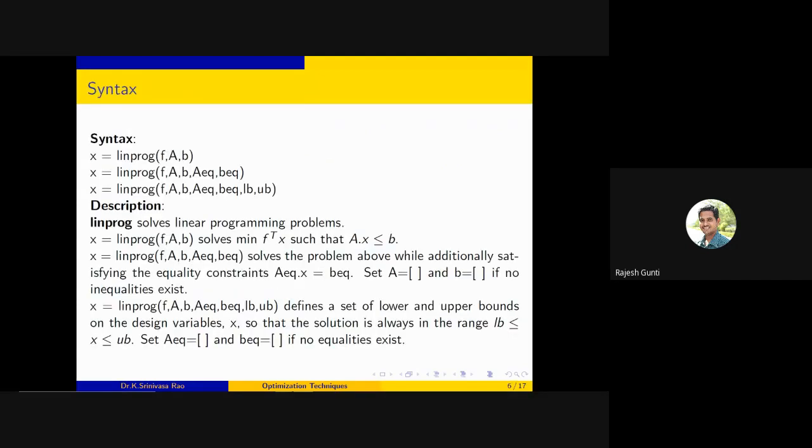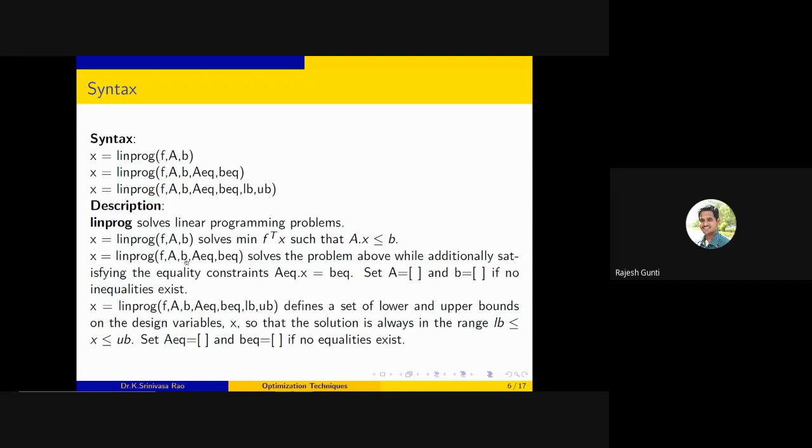So what is the syntax? One syntax is linprog f, a comma b. Another syntax is linprog f, a, b, a equalities, b equalities. If only inequality constraints are there, we take the first one. If the problem contains inequality constraints and equality constraints, we take the second one. If the problem contains equality constraints, inequality constraints, lower bounds and upper bounds, we take the third one. Most of the time, we use this third one. One by one, I will explain.